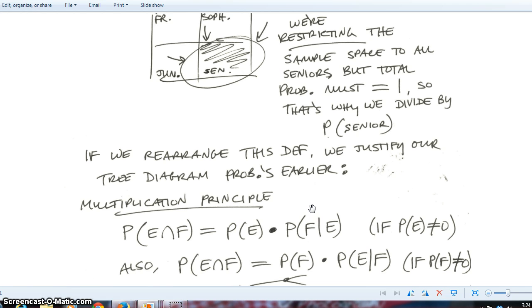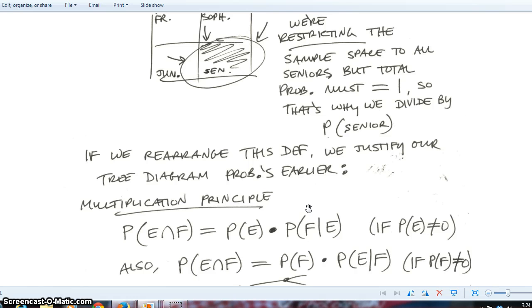So what's going on here? Well, this is really saying, say you want to know the probability that two events occur. What this is saying is that you can take the unconditional probability that the first event occurred and multiply it by the conditional probability that the second event occurred, given that you already know that the first event occurred.